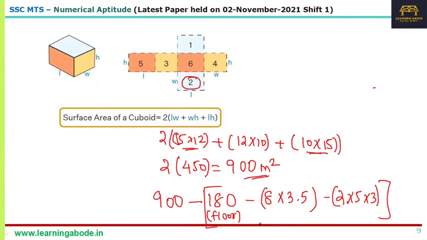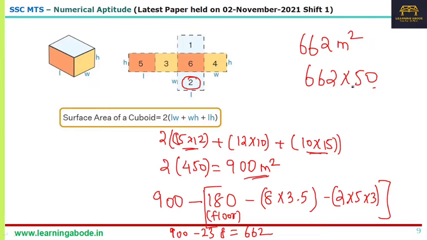And so totally like 238. So 900 minus 238 leaves us with 662, okay. So 662 meter square. Now 662 into 50. Now that's 331,000.